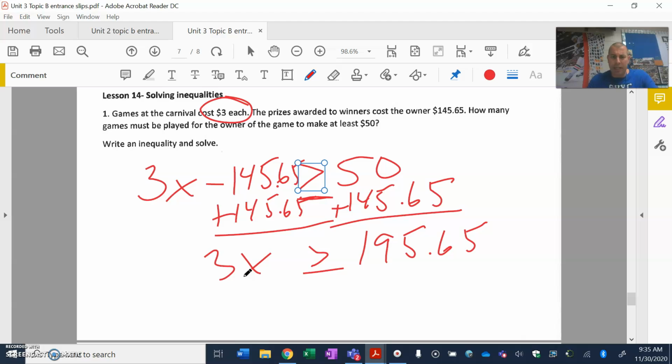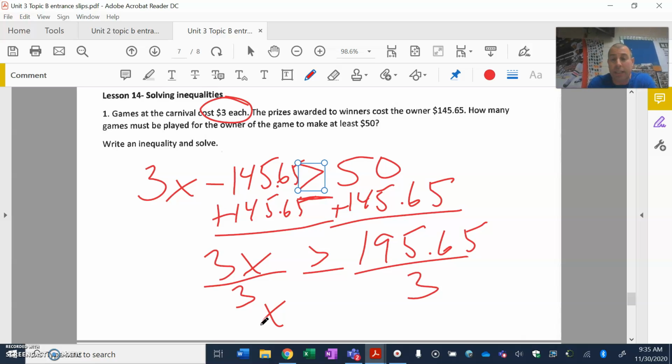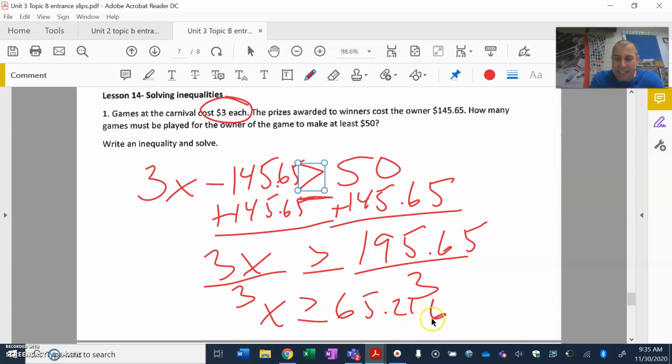We got our x there. Undo multiplying by a 3. We're going to divide both sides by 3. Reach for your calculator. But what we want to make sure we're discussing here is the inequality symbol. Do I need to reverse the inequality symbol here? In this case, no, I don't. I'm dividing by a positive. So x is greater than or equal to, and when I did the division problem, you should be getting a decimal: 65.216, and the 6 is repeating. There is a 7 at the very end, but your calculator rounds up, so technically it's repeating.